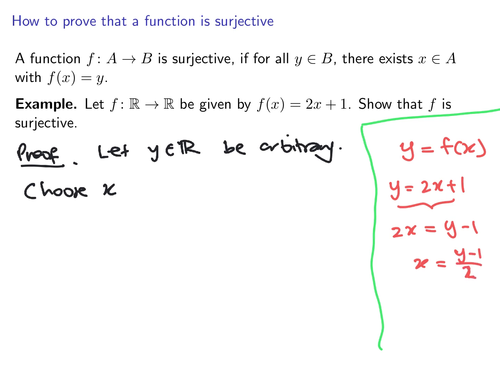So I know if I move backwards, if I start with x equals (y minus 1) over 2, I will get that and get that, which means that y is equal to f of x. So this is my appropriate choice of x, right? So I'm going to choose x to be (y minus 1) over 2. Okay, let me pause here for now.